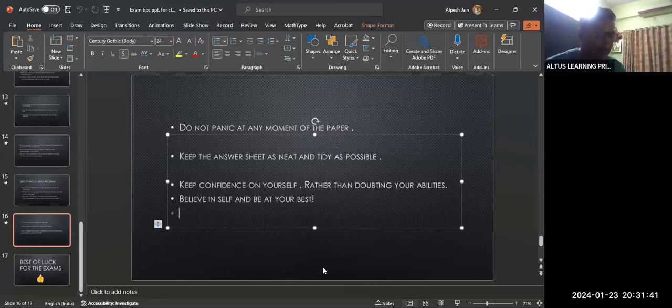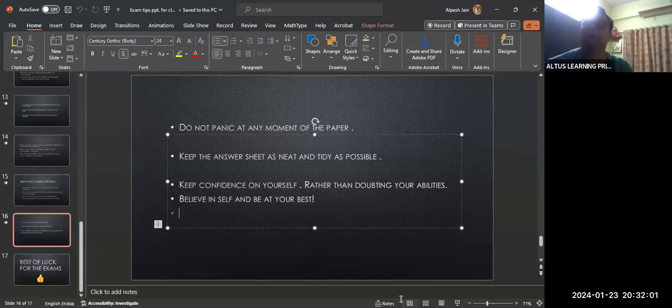Suppose you are getting a question in which some units are there, then you mention the unit also. Because if a child is getting 80 on 100 and he or she has not mentioned the unit, if the examiner wants, he or she can cut marks because the child has not mentioned the unit. So do not give any chance to cut marks. Okay.